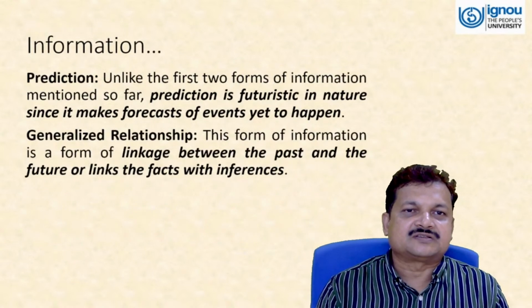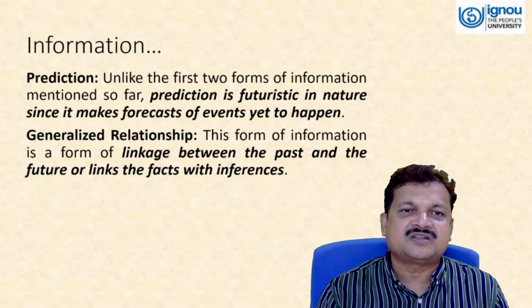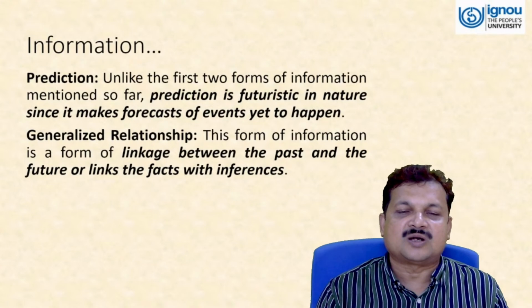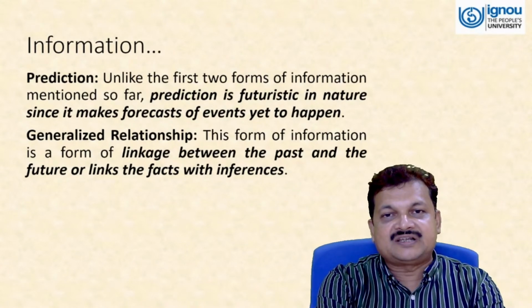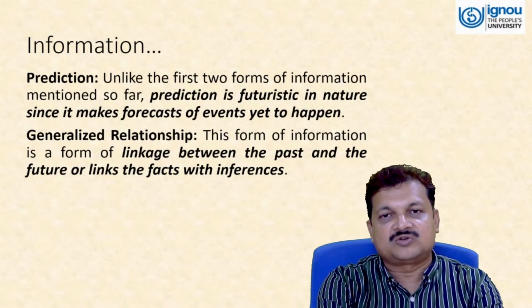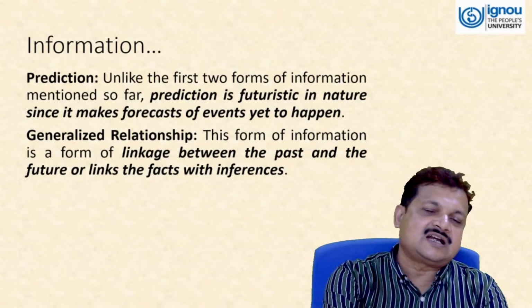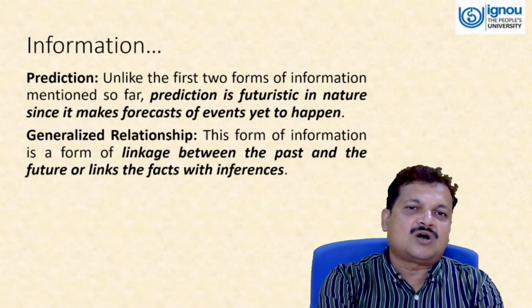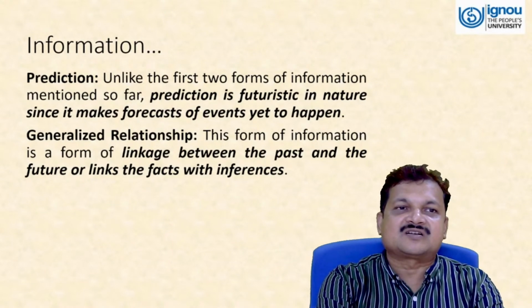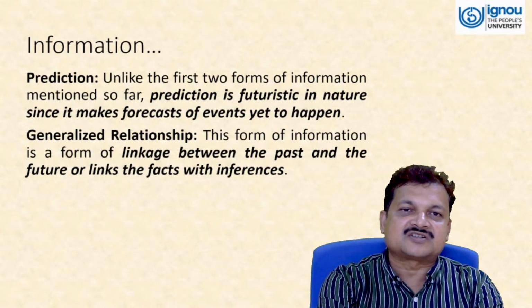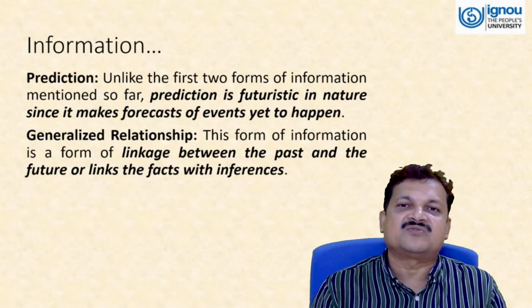Now, this is the prediction. Unlike the first two forms of information mentioned so far, prediction is futuristic in nature since it makes a forecast of events yet to happen. That means you are going to predict about the future. Like recently there is a war going on, and there are a lot of problems in different countries. New versions of cars are coming, like electric cars, hybrid cars, petrol cars. So predicting about cars is quite difficult today.